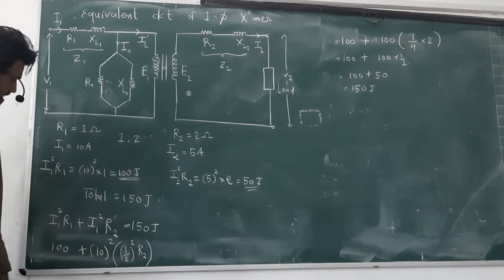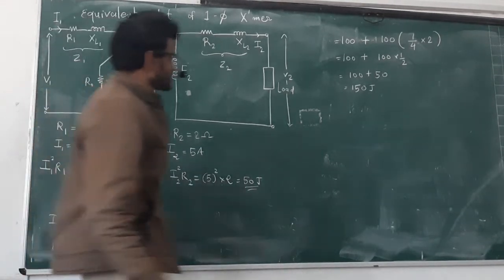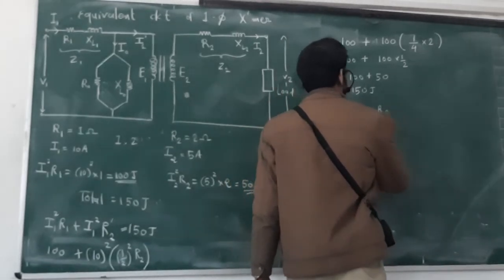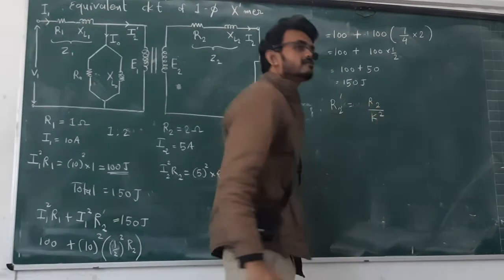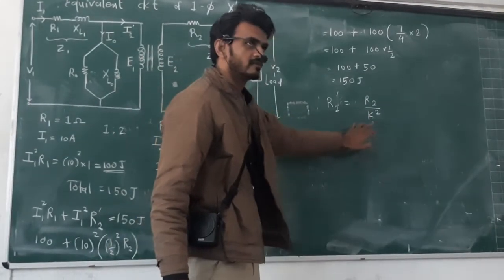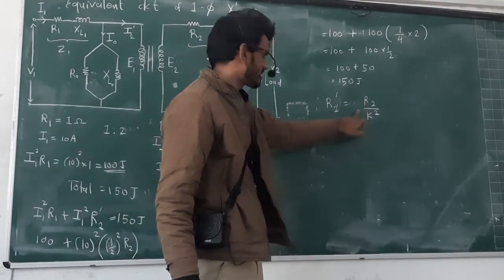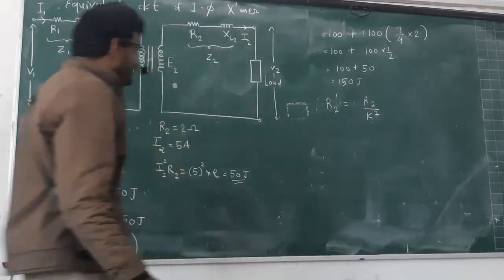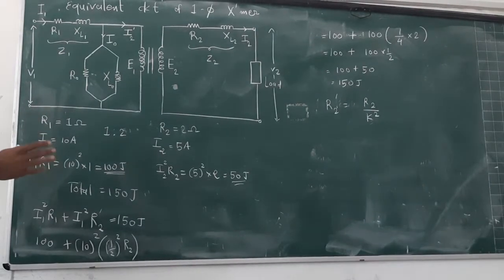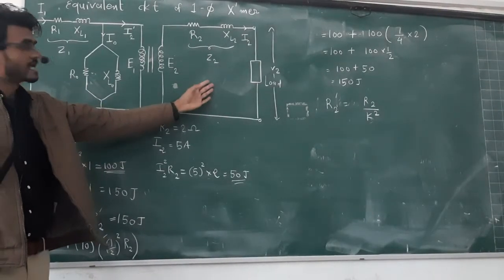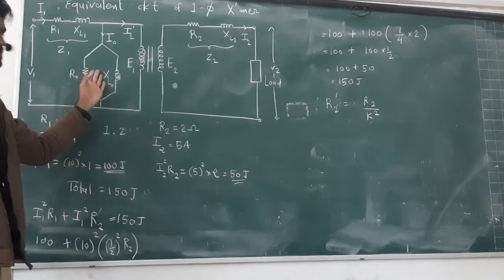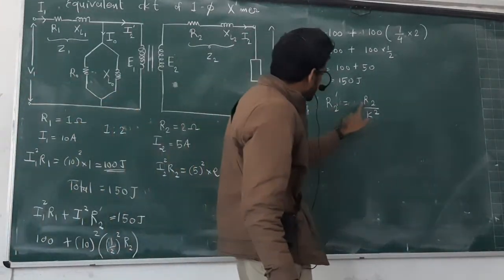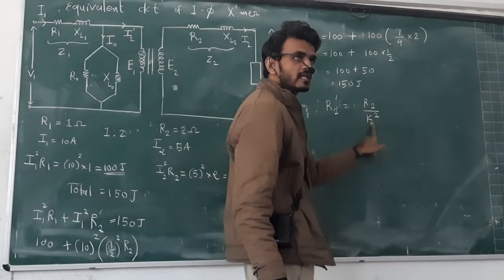So what I will do now is that R2 dash is nothing but R2 divided by k square. Am I right? k is n2 by n1, so n1 goes on the upper side divided by n2. That will be the relation. So if I want to transfer the resistance from the secondary side to the primary side, then I need to divide that secondary resistance by k square.